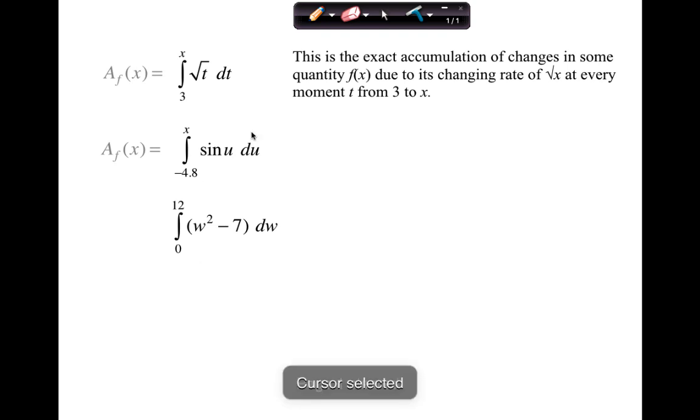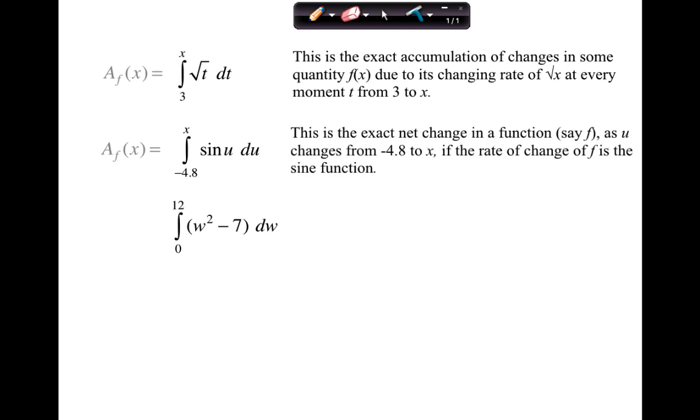Okay, so here's one possibility, structured totally different than the first one. I said this is the exact net change in a function, say f, as u changes from negative 4.8 to x, if the rate of change of f is the sine function. See how that's totally different? It's the same meaning, but I wrote it in a totally different way.